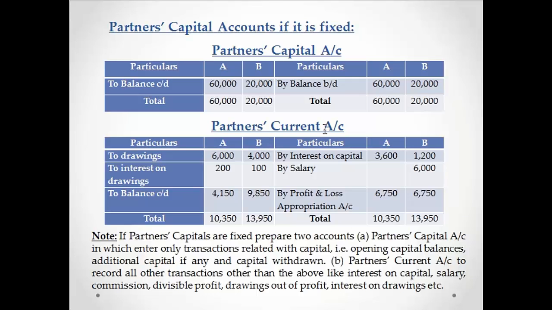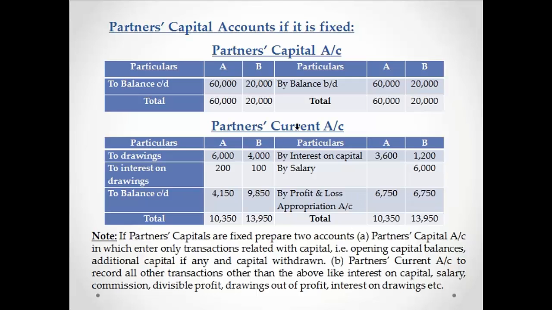Okay, a small question for you. I am getting the closing balance 4,150 for A and 9,850 for B. Is it a debit balance or a credit balance? Last year we studied that when we prepare a ledger account, when the total of the credit side is more, the account is said to have a credit balance. And here in the partner's current account, A and B have got totals more on the credit side. Correct, no? So their credit side total is more than the debit side total. Then their current account is having a credit balance.